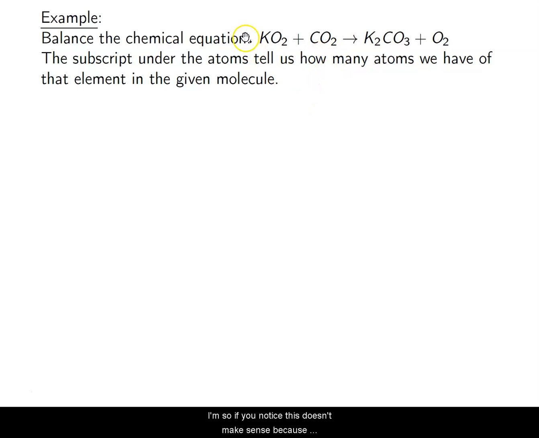Okay, so if you notice, this doesn't make sense, because if I were to just add these, if I had 1 of these plus 1 of these, it wouldn't make sense, because there's only 1 potassium, but here there's 2 potassiums, right? If I put 2 of these, then that means there's 2 potassiums now, but there's 4 plus 2 more oxygens, and here I have 5 oxygens, right? So I need to pick the values that make this chemical equation balance. Okay, so I think I did a pretty good job of explaining that.